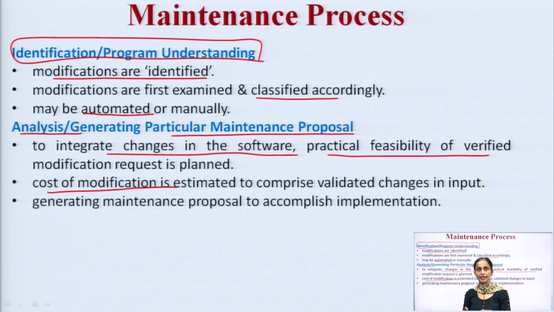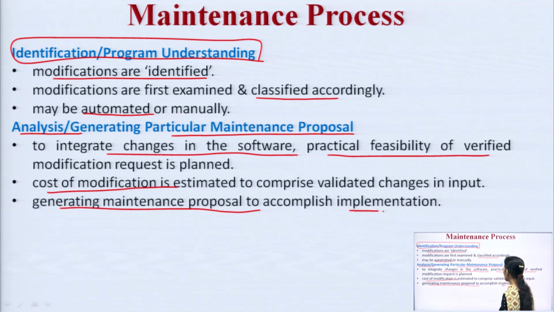Once I am generating the new maintenance proposal, I have to think about the cost of modification also, whether the validated changes are in the green zone, so that the new software cost can be borne, or it just doubles or triples the cost of the earlier software. So, then next is generating the maintenance proposal to accomplish the software implementation.